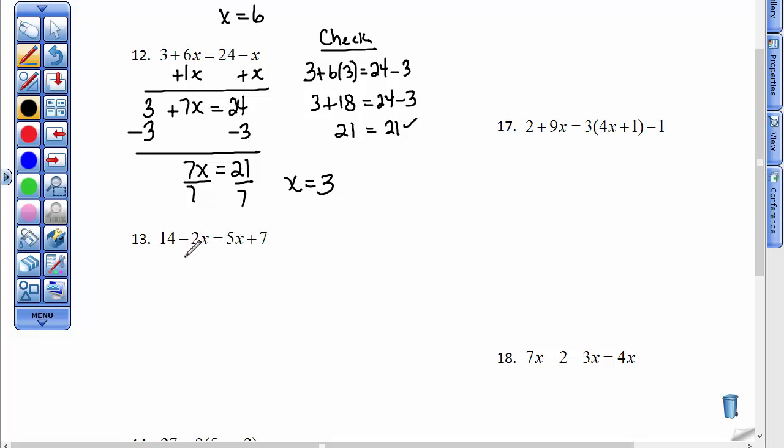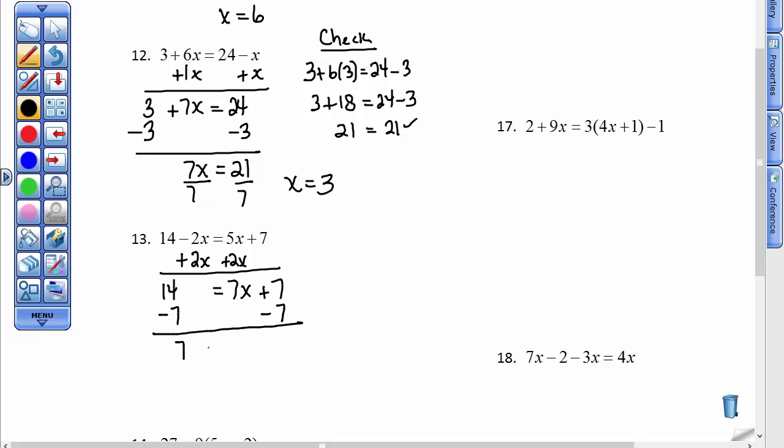I'm taking this minus 2x and I will add 2x to both sides because I want to keep the x term positive. So on the right side of the equal sign, I'll have a 7x, and then I'll have that 7 right here that I have to get rid of. The way to get rid of that 7 is to subtract 7 from both sides.